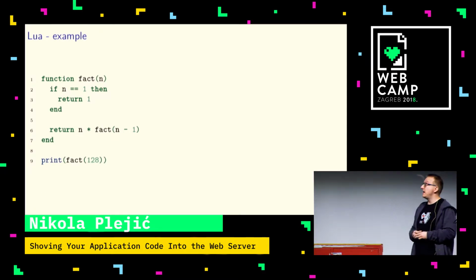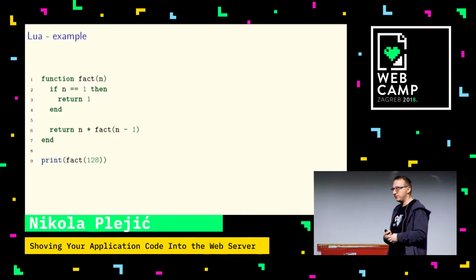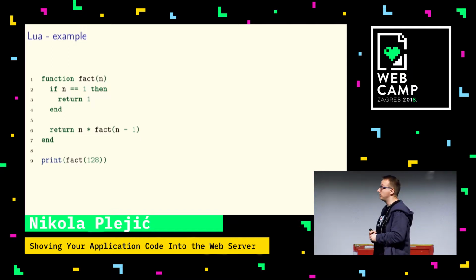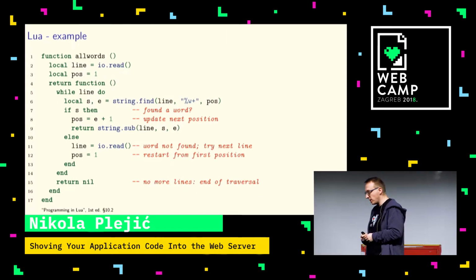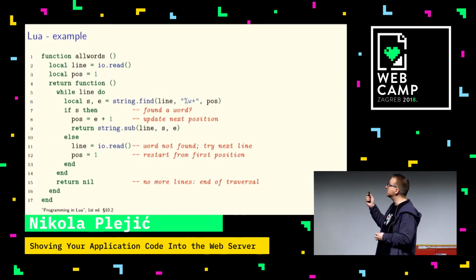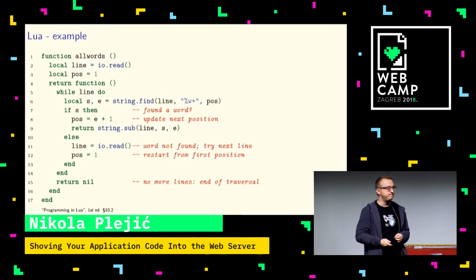So this is just a tiny example of Lua, so you can get the feeling for the language if you've never seen it. This is a really trivial factorial function, which isn't very exciting. And this is a little bit less trivial function that I stole from Programming in Lua, which demonstrates some interesting features of the language that are not obvious, like the module system and first-class functions.